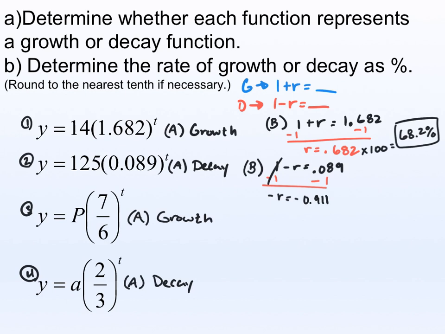All right, so you get that. Now, obviously you don't want it negative, so you would divide both sides by -1. So you get that R is equal to 0.911. To make that into a percentage, you multiply it by 100, and you figure out that it is 91.1%. Okay? So you had a decay by 91.1%.